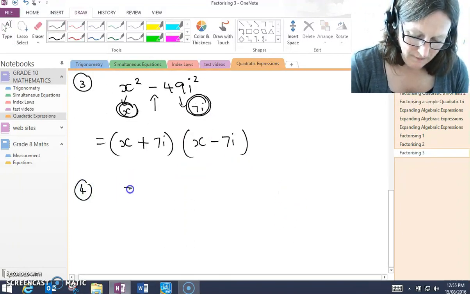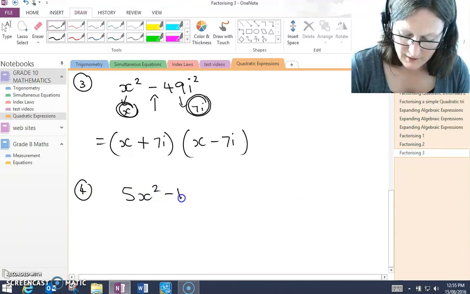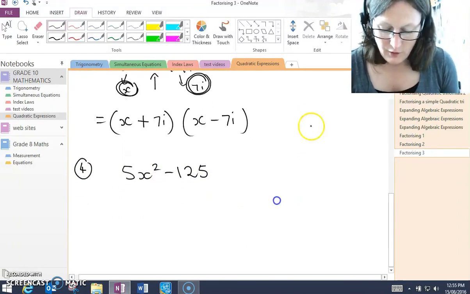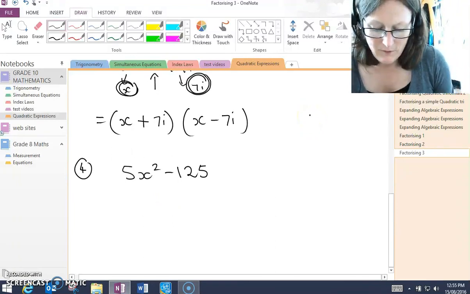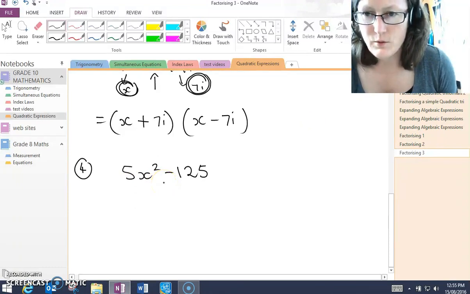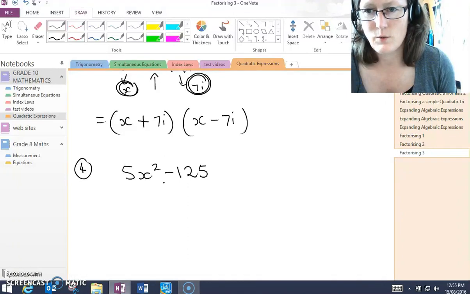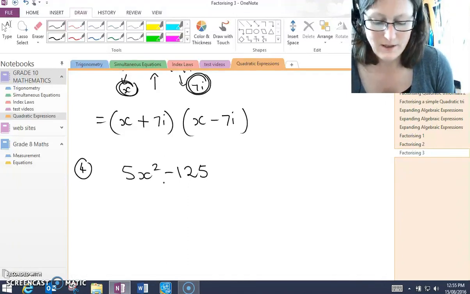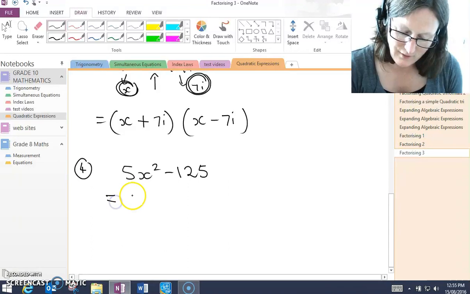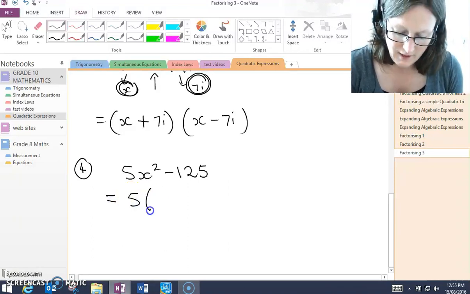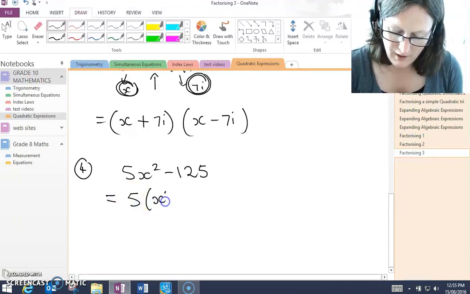One last example, 5x squared minus 125. A lot of you will try and factorise using the difference of two squares straight away. But if you look, neither of those has a square root. 5x squared doesn't have a square root, and 125 doesn't have a square root. So that is not the right method initially. Remember, the very first thing we need to ask ourselves with factorising, is there a common factor? And the answer is yes. 5 is common to both of those. And if I take 5 out, I'm left with x squared minus 25.